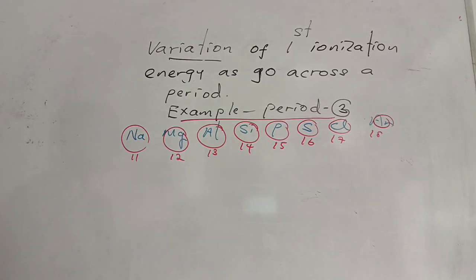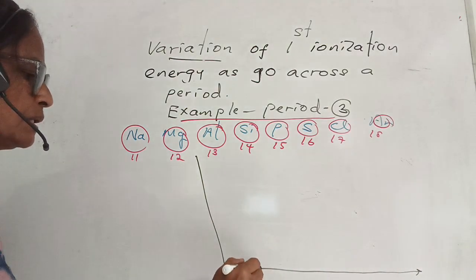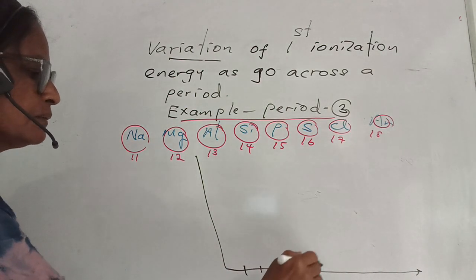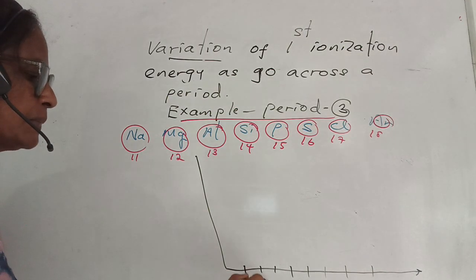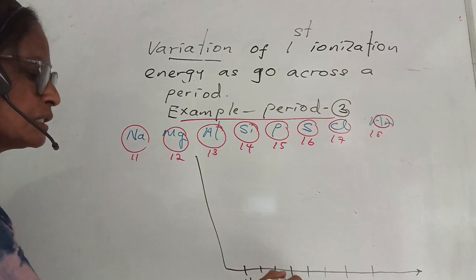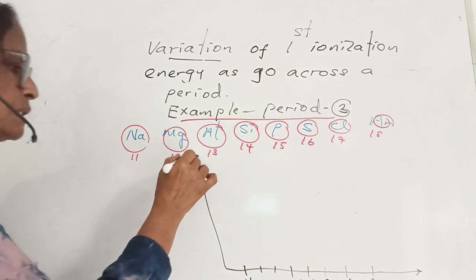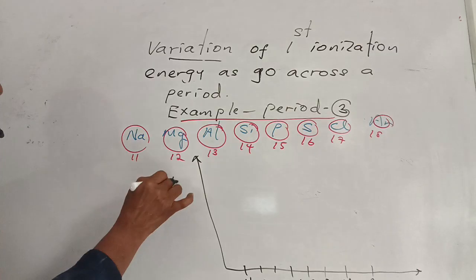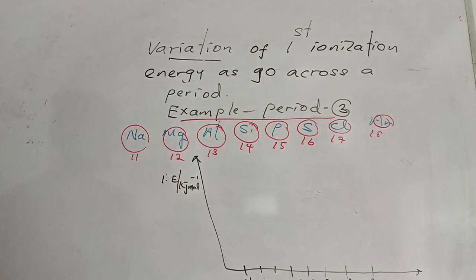We can represent this graphically as well: ionization energy versus atomic number, with the elements listed as sodium, magnesium, aluminium, silicon, phosphorus, sulfur, chlorine, argon. This is the general pattern of ionization energy in kilojoules per mole across a period.